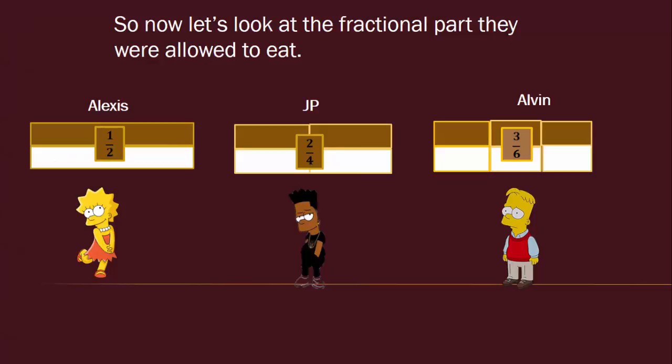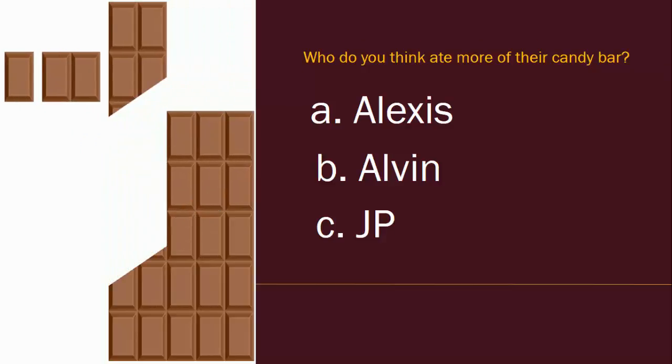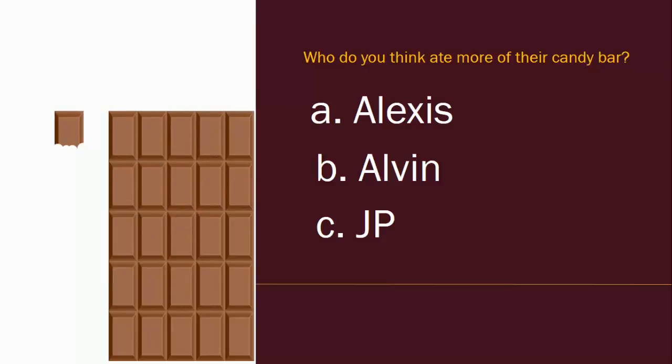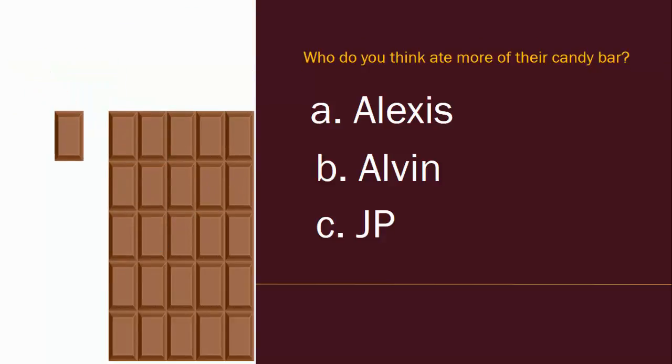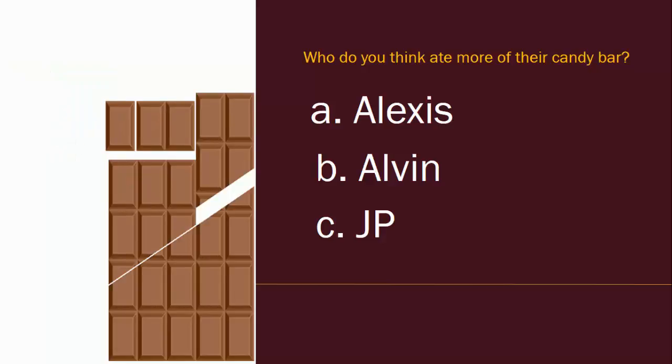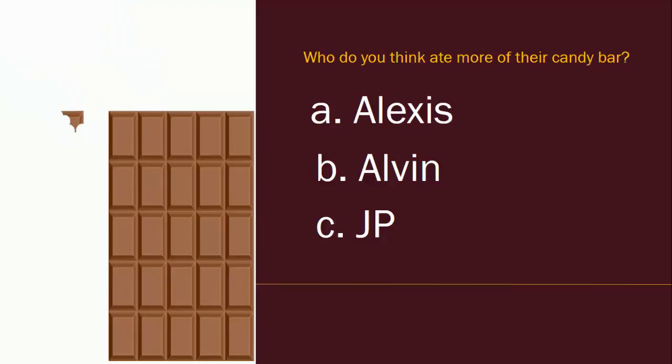So now let's look at the fractional part that they are allowed to eat. Alexis was allowed to eat a half. JP was allowed to eat 2/4. And Alvin was allowed to eat 3/6. So now, just by looking at those candy bars, who do you think ate more of their candy bar? Was it Alexis? Hmm. Was it Alvin? Think real hard. Was it JP?